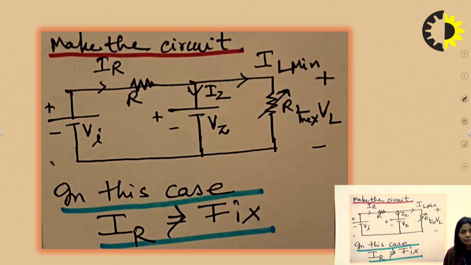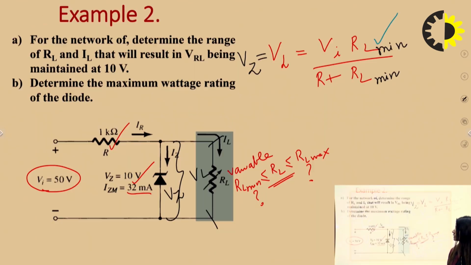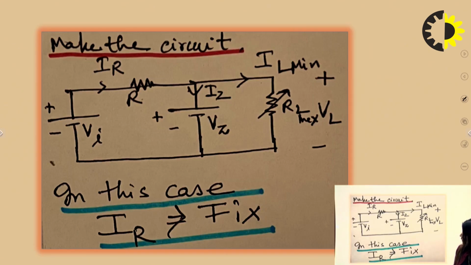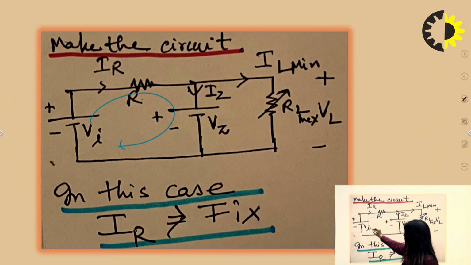Now, after finding out the RL minimum, we have to find out RL maximum, because here in the question they are asking to determine the range of RL and IL that will result in VRL maintained at 10 volt. Maintained at 10 volt means the Zener diode is working in the regulation mode. So in this particular case, IR is fixed, because if I see this particular loop, VI fixed, R fixed, VZ fixed.